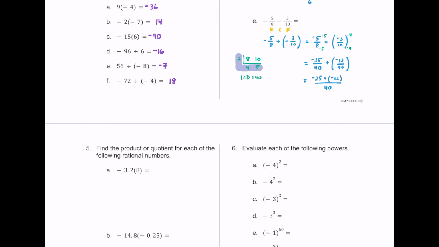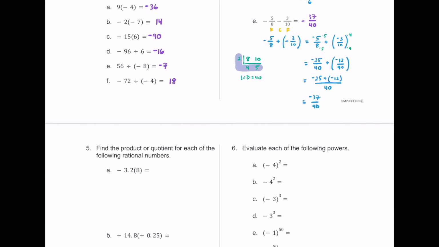Okay, a negative plus a negative is just more negative, so we know negative 25 plus negative 12 should be negative 37. So we could rewrite this as negative 37 over 40. And then when we write our final answer, let's just move that negative back in the middle of the fraction bar, so we can write negative 37 over 40.